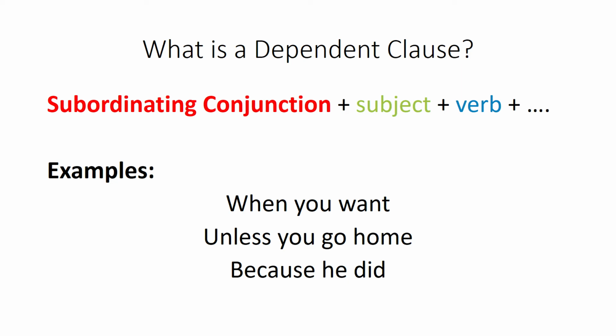In the first one, you is the subject, want is the verb, and notice in front of the you, when is the subordinating conjunction. Next one, you is the subject, go is the verb, and in front of that you, there's the word unless. That word is the subordinating conjunction. It comes right in front of the subject. And in the last one, he is the subject, said is the verb, and in front of the subject is because. Because here is the subordinating conjunction. So you see the pattern with all three? It is a subordinating conjunction plus a subject plus a verb.